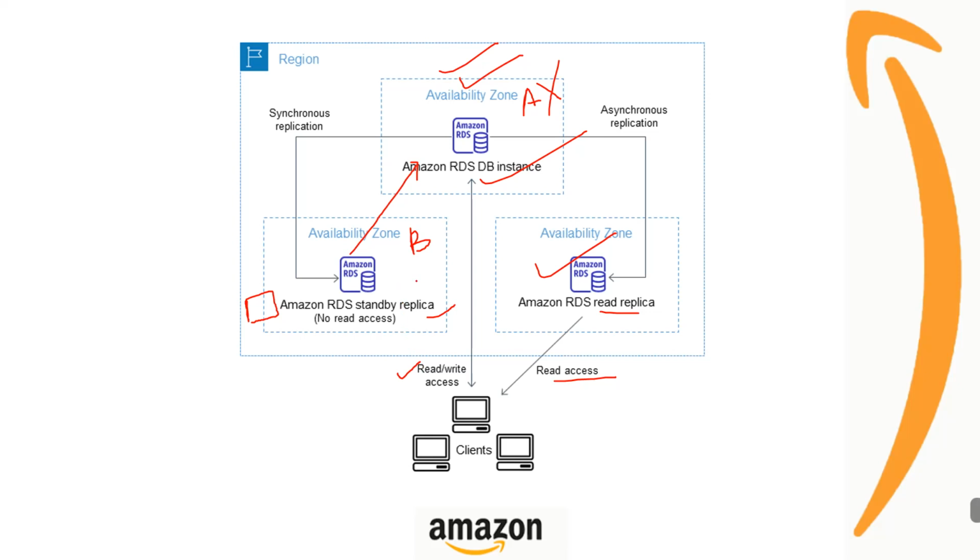Because see, if a hardware failure or anything happens, what happens? The availability zone is completely down, right? So this is actually the main concept of RDS, right?